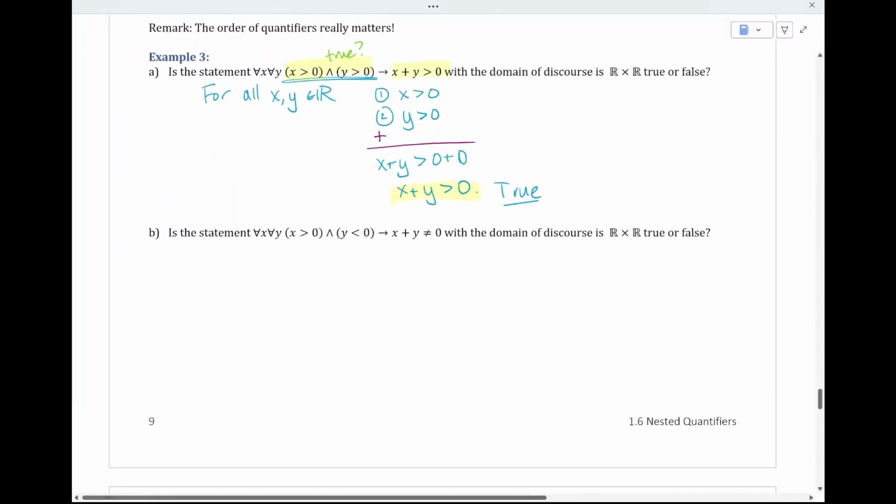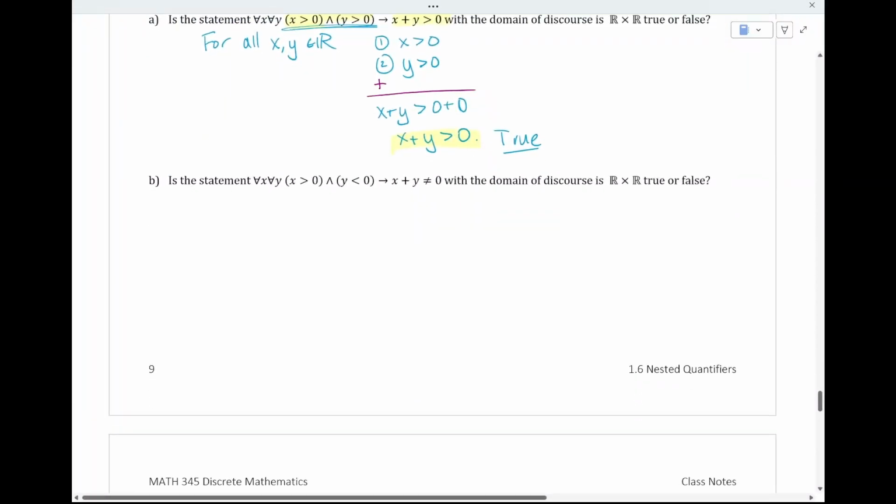Let's look at B. Is the statement for all x and all y, x is greater than 0 and y is less than 0 implies that x plus y is not equal to 0? And my domain of discourse is R cross R, which we could write as R squared. So does this sound true? So x is positive, y is negative. That implies that when you add them together you won't get 0. And not that you won't get 0, but that you can never get 0. If x is positive and y is negative, you can never get 0 when you add them together. That sounds false to me.